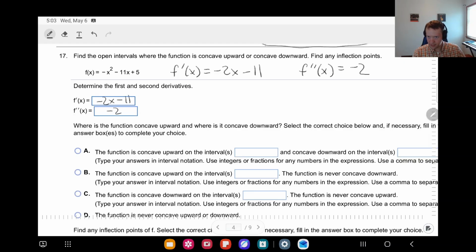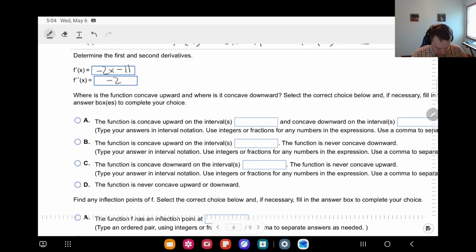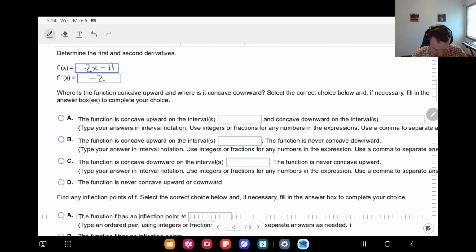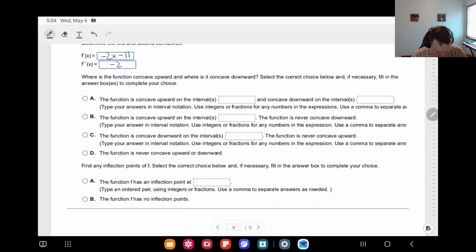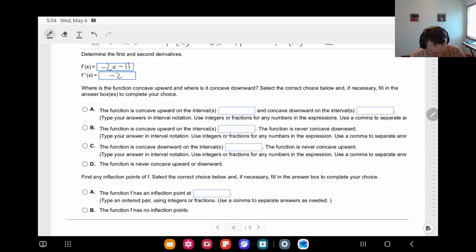So f double prime is -2. It's just that value everywhere, no matter what x is. That means the entire thing is concave downward because the second derivative is negative everywhere. So we can eliminate some things here. Yeah, that would be C. Concave downward on the interval from -infinity to infinity. Never concave upward.